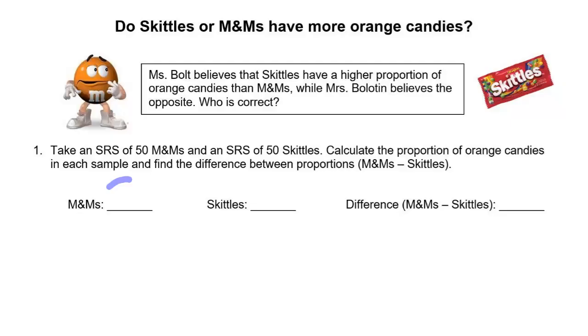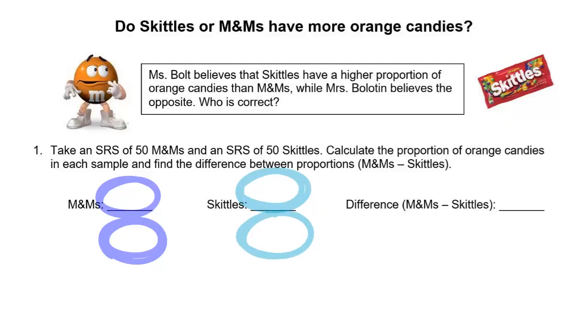Number of orange divided by 50, number of orange divided by 50. If you have any questions, I'll be moving around the room to help you with this piece, but we're only going to take about 2 to 3 minutes for you guys to grab your samples. Twice for M&Ms and twice for Skittles. You're going to write your first proportion here and your second proportion here, and then first proportion here, second proportion here.